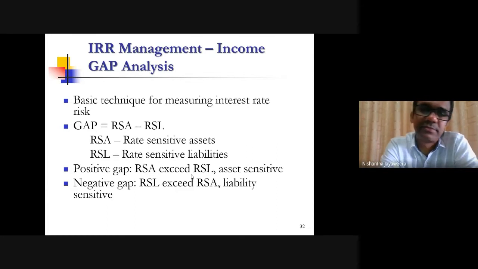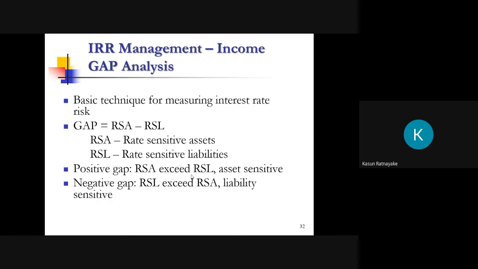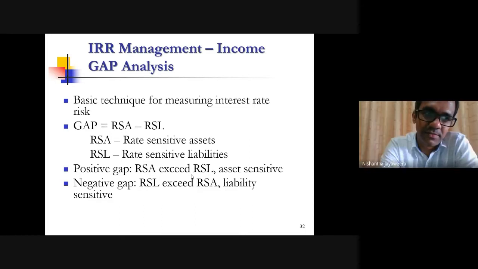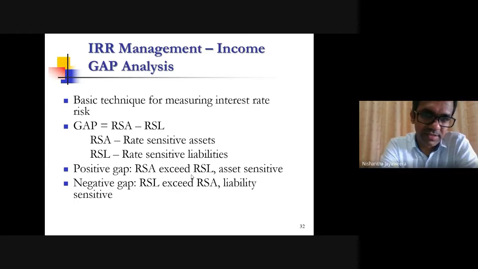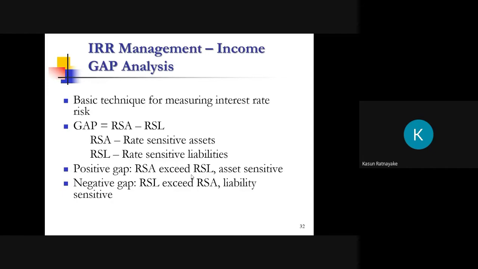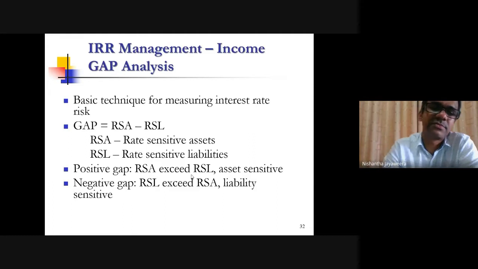What do you feel? NIM will reduce. Why? Because the liabilities will immediately reprice. When we have more rate sensitive assets than rate sensitive liabilities, the repricing of liabilities is faster than the repricing of assets, when we have a positive gap? Yes.